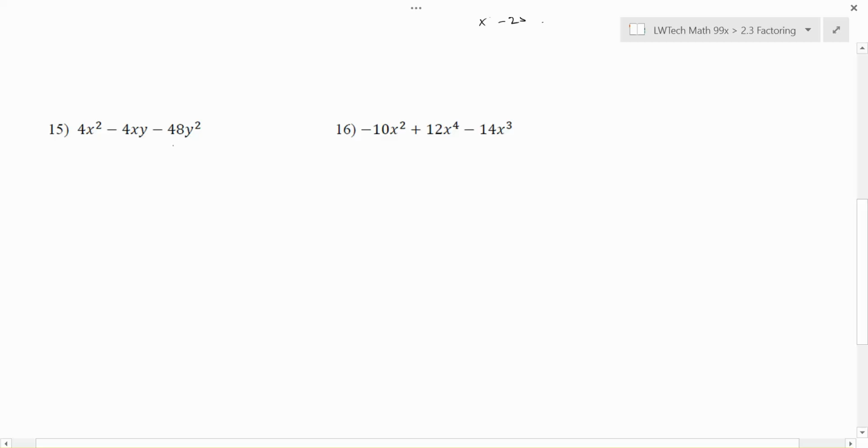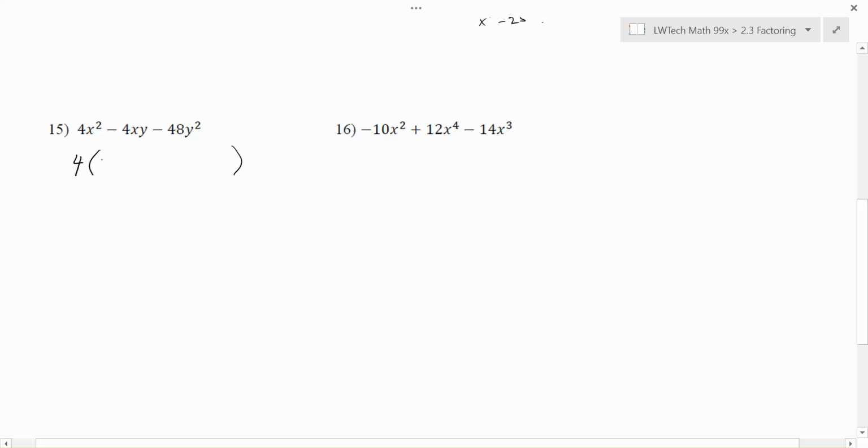The next thing that I would look at and check for here is if there's a greatest common factor, and there is. 4 goes into all of those values, so we can pull a 4 out. We can't pull any variables out because this has an x and this has an x, but this only has a y. This has a y and this has a y, but this does not. So there's no variable that's consistent for all 3 terms. So the 4 is as much as we'll be able to pull out.